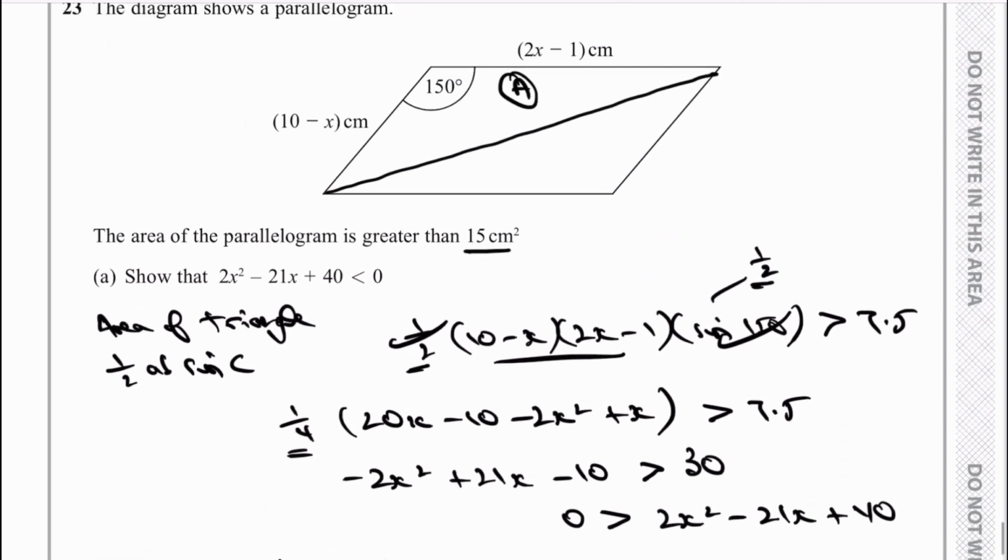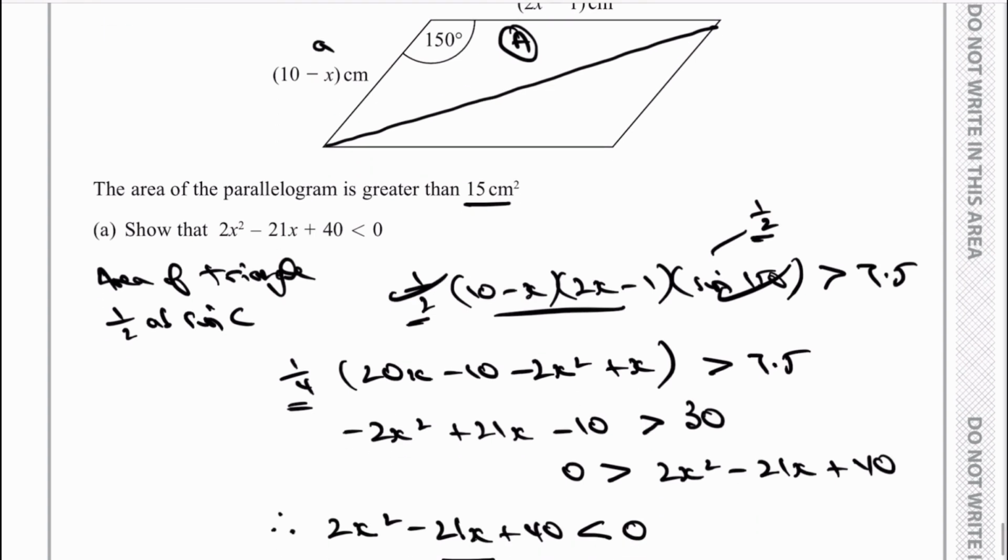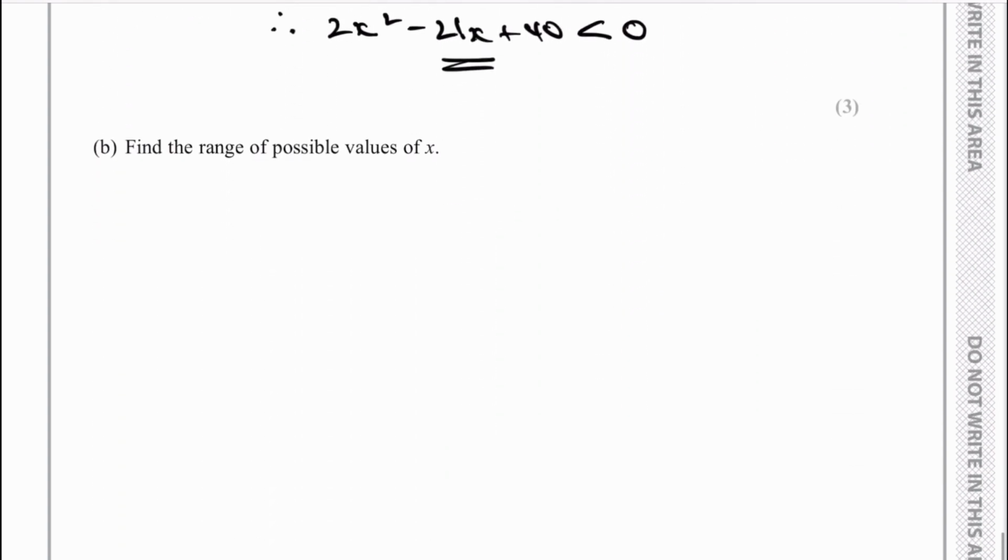So a little bit tricky. Just as a point here, this is the value of A and this is the value of B, and that's how I got that 10 minus x multiplied by 2x minus 1. Okay, let's move on then to part B.